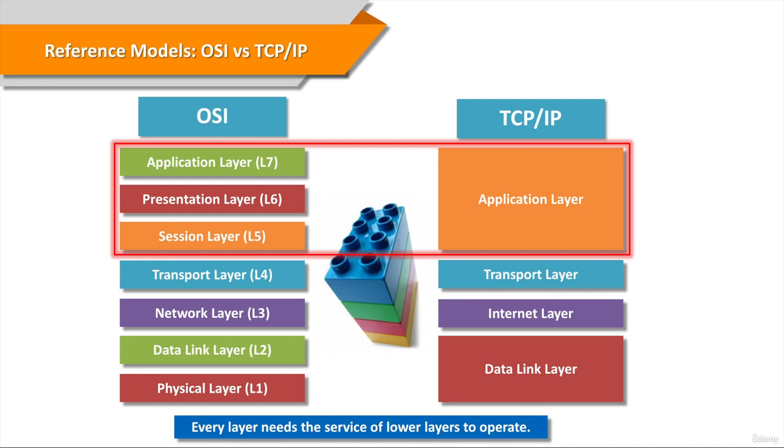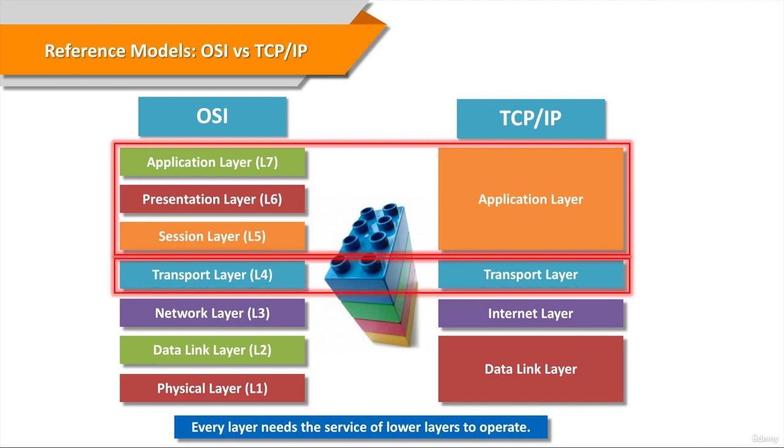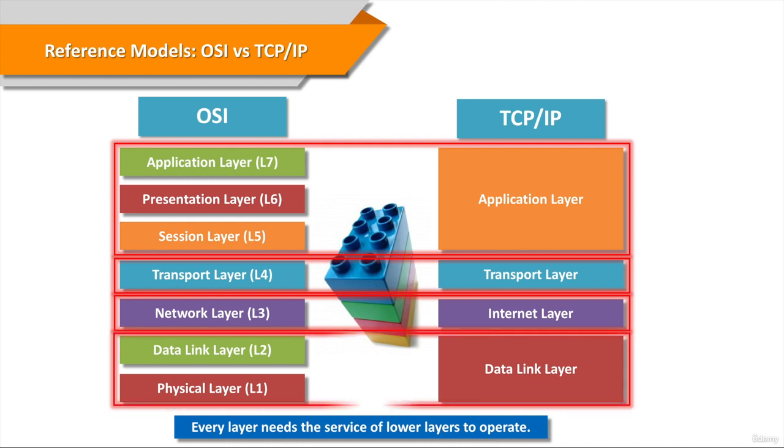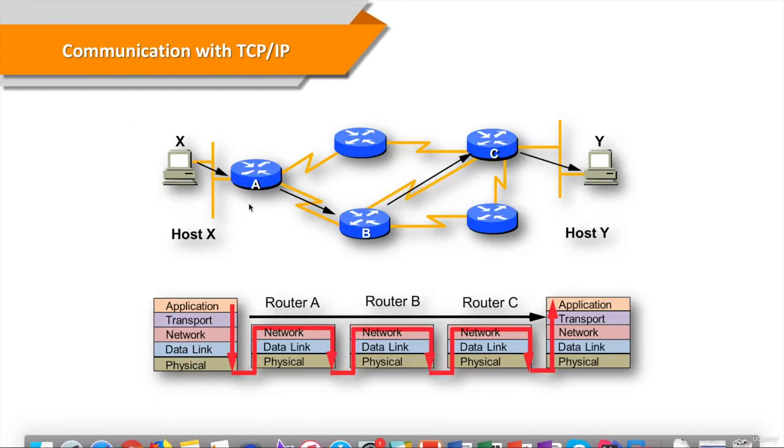The 3 top layers in the OSI model, that is the application layer, the presentation layer, and the session layer, are not distinguished separately in the TCP/IP model, which only has an application layer above the transport layer. TCP corresponds to OSI layer 4, the transport layer. IP corresponds to a subset of OSI layer 3, the network layer. TCP/IP makes no prescriptions as to the link layers below IP, while OSI specifies 2 layers.